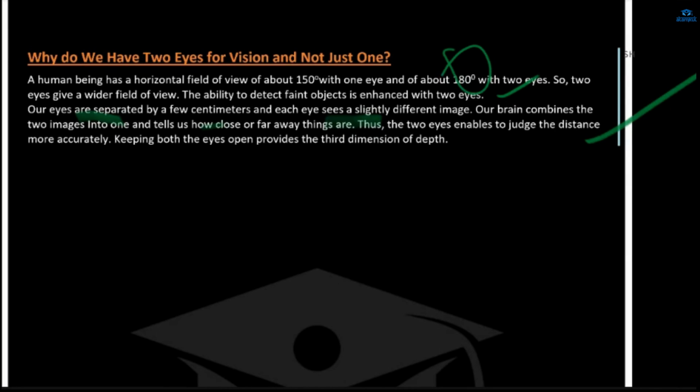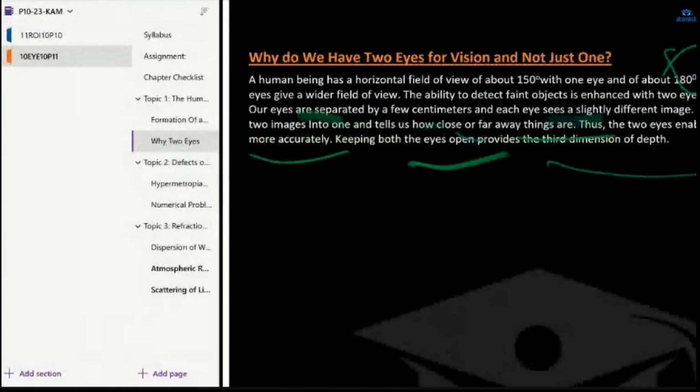Why? Because the brain interprets the two images and shows us only one object. It tells us how close or far away things are. The two eyes enable us to judge distance more accurately. Keeping both eyes open provides a third dimension of depth, so we can know the depth from two eyes. Okay, so the first topic is done.